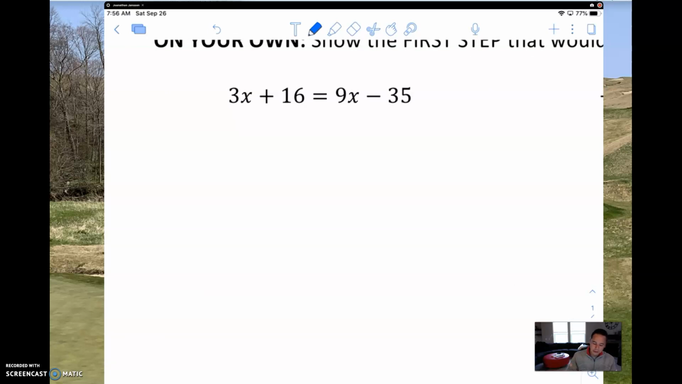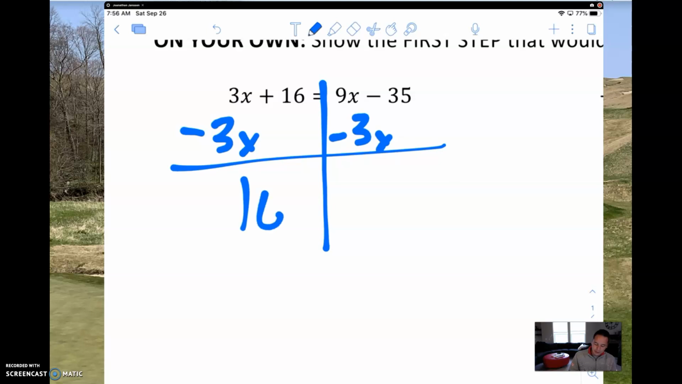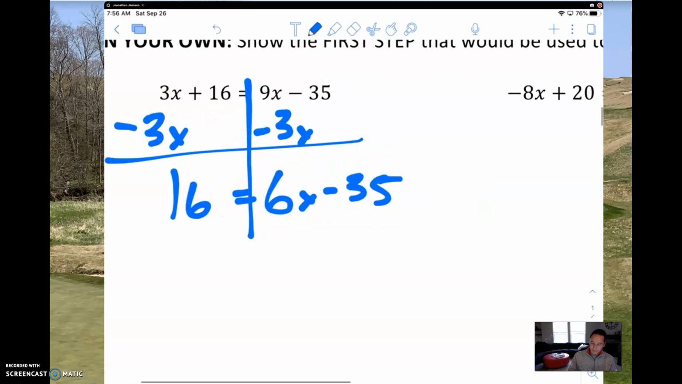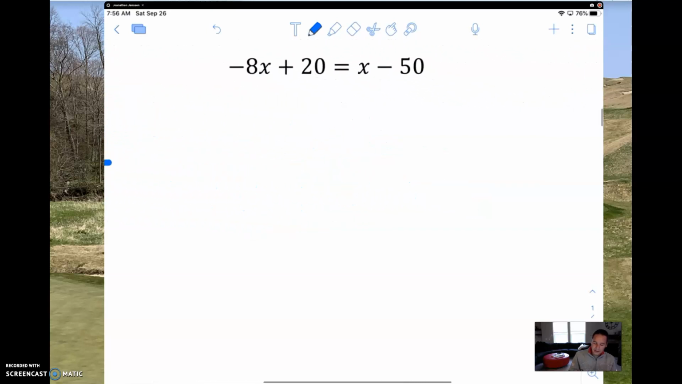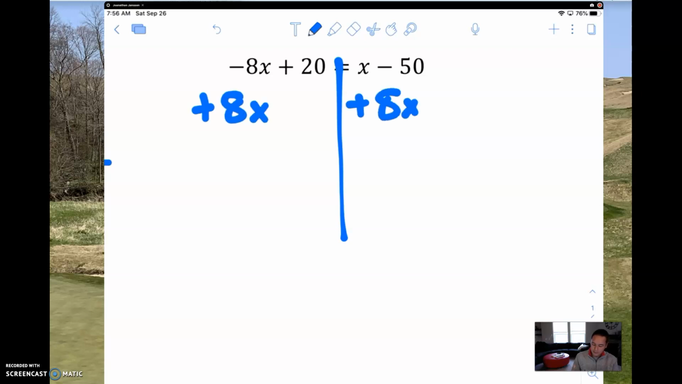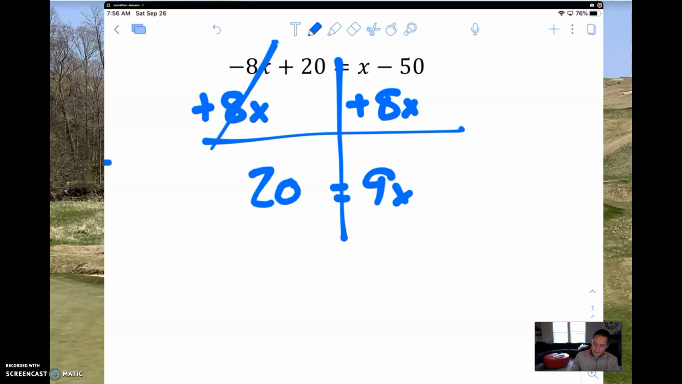All right, let's just go over those ones on your own quickly. To get rid of the 3x, we would have subtracted 3x from both sides. And you would have had 16 equals 6x minus 35. On the next one, the smaller one is negative 8. So negative 8 is smaller than 1. So I would have done plus 8x to both sides. And you'd be left with 20 equals 9x minus 50.